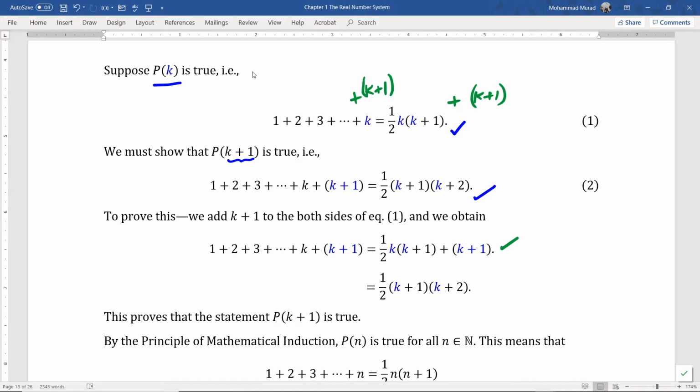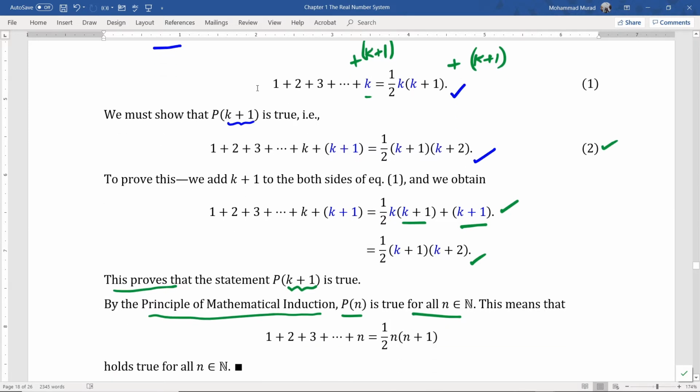Then the right-hand side can be simply factored and written in this form, which is exactly equation 2. This proves that the statement is true for the n value k plus 1 whenever it is true for the n value k. By the principle of mathematical induction, the statement P of n is true for all n. This means this statement is true for all n.